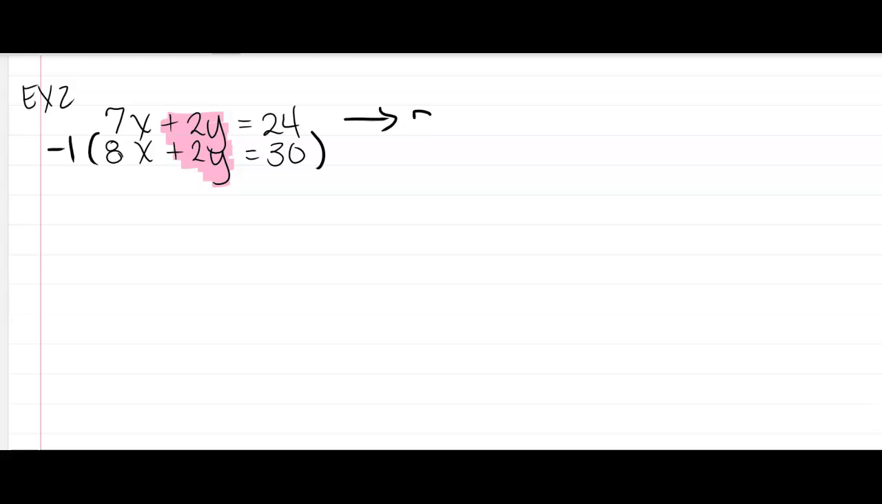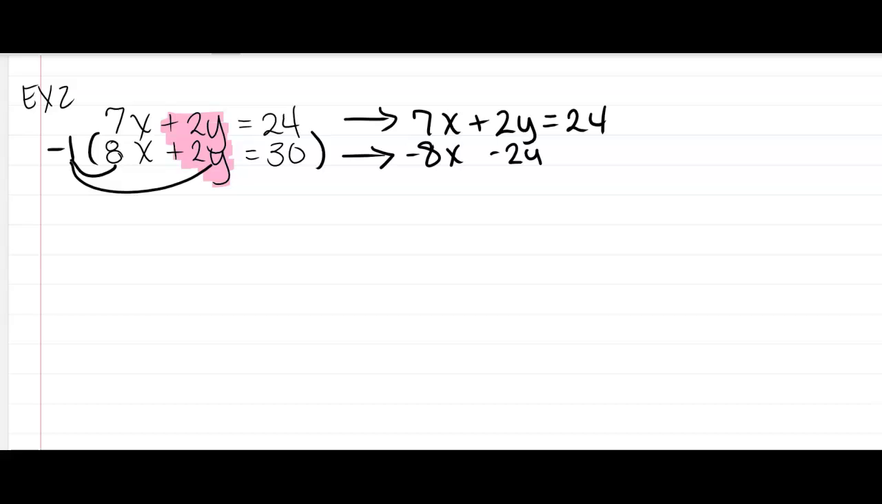So I'm rewriting this first equation. We didn't do anything to it. And then I'm going to rewrite the next one after I multiply. Negative 1 times 8x is negative 8x. Then negative 1 times 2y is negative 2y. And then negative 1 times 30 is equal to negative 30.